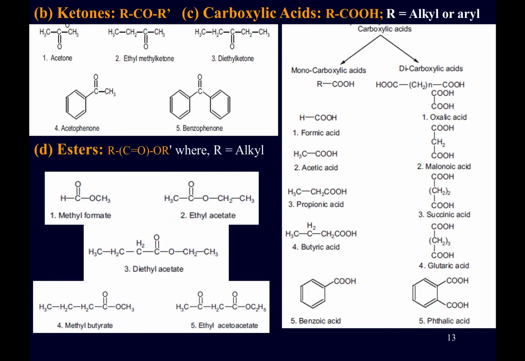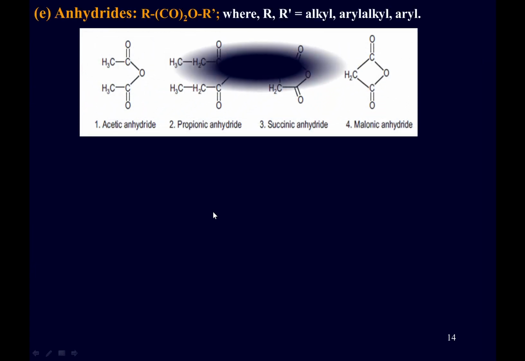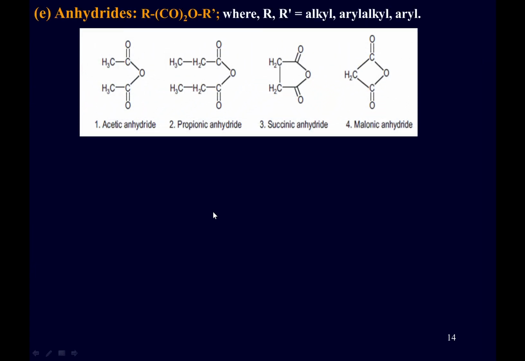You have esters like methyl formate, ethyl acetate, diethyl acetate, methyl butyrate. In the ester, the R' group is pronounced first, methyl and then acetate, ethyl and then acetate. Anhydrides: you have acetic anhydride, and you have cyclic anhydrides like succinic and malonic anhydrides.